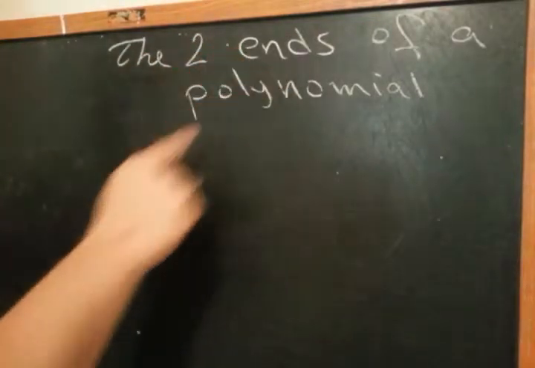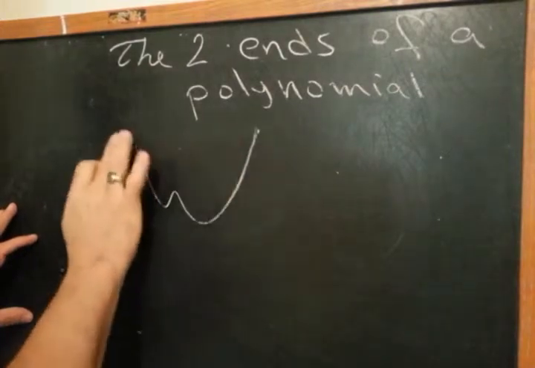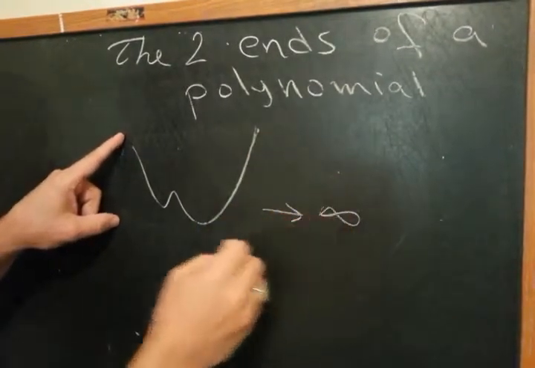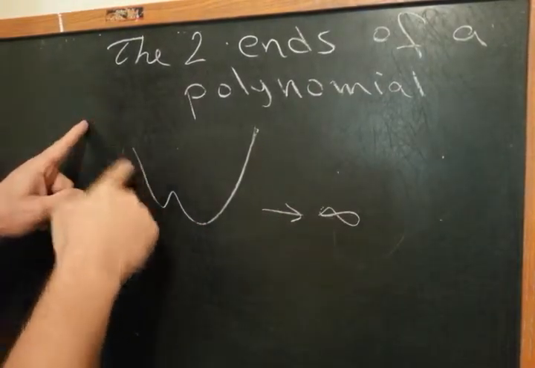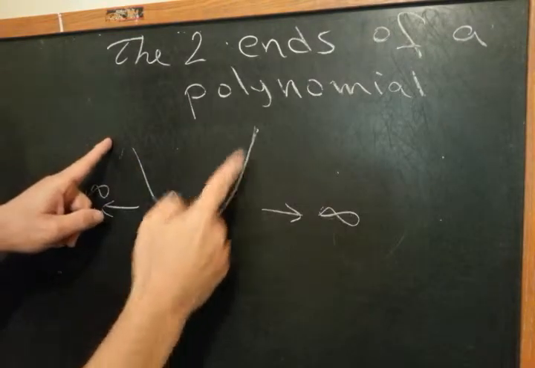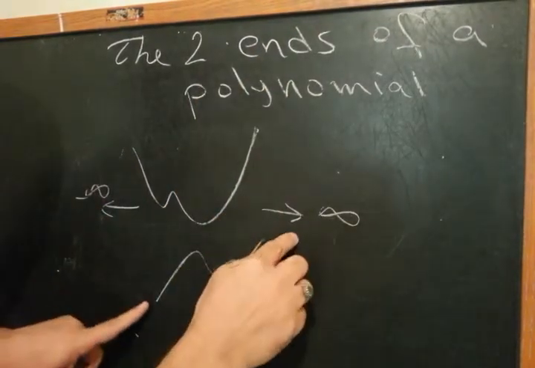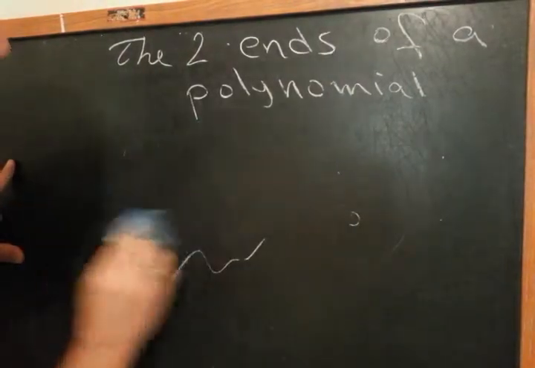Okay, the two ends of a polynomial: how do we determine them? If we have a polynomial, something like that, these two ends, when x goes to infinity and when x goes to negative infinity, where is y going? In this case, going to positive infinity. Or if we have something like that, I'm going to just classify these.